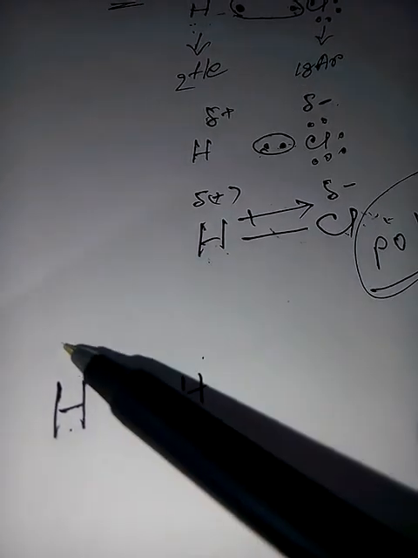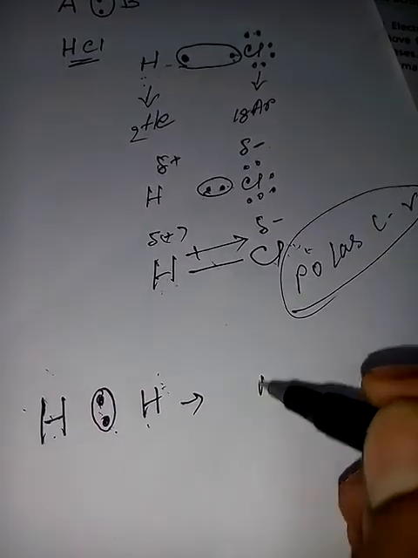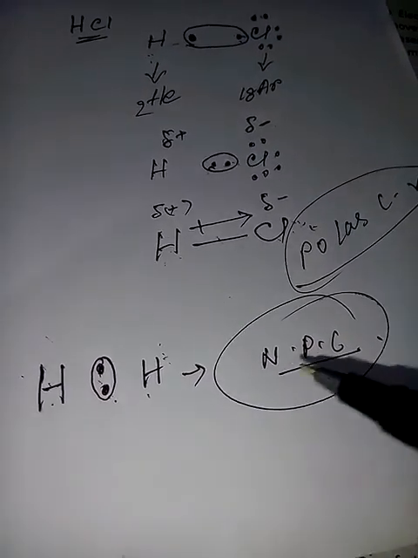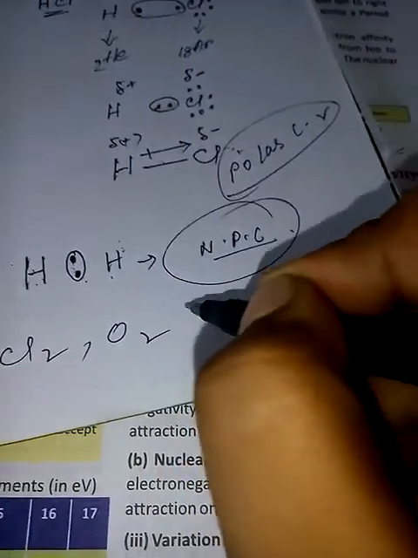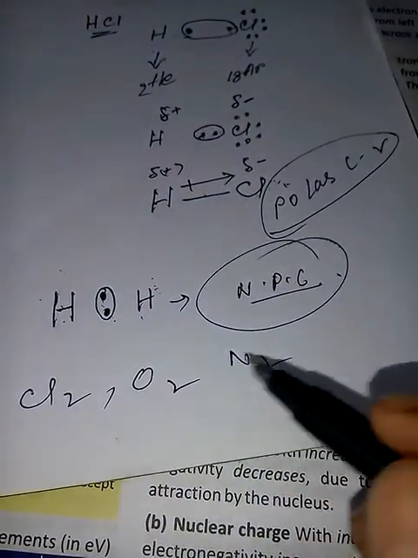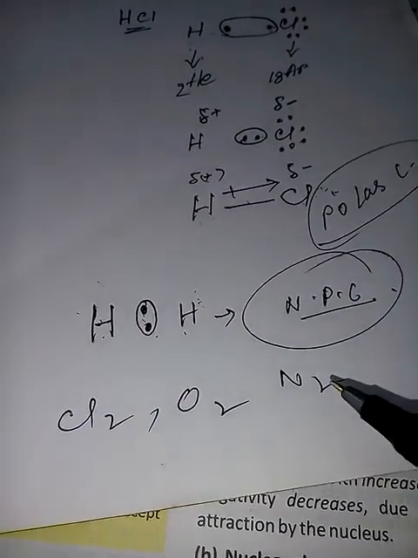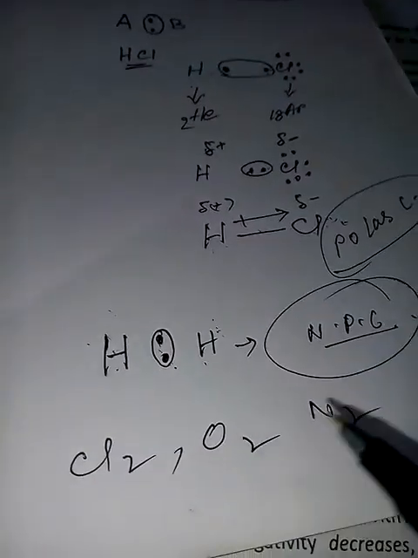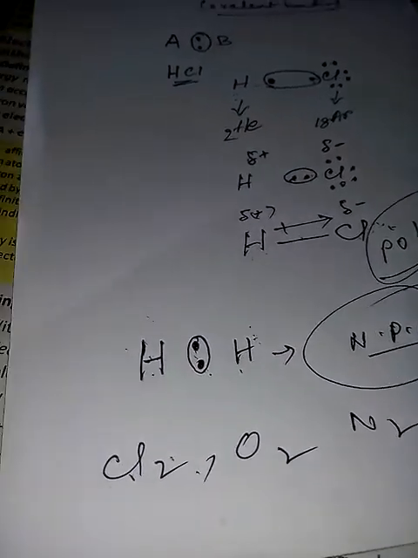So in that case they will not develop any positive or negative charge. So these types of compounds are known as non-polar covalent compounds, understood? So for example Cl2, O2, N2, okay, these are all non-polar covalent compounds, where both the participating atoms have the same electronegativity.